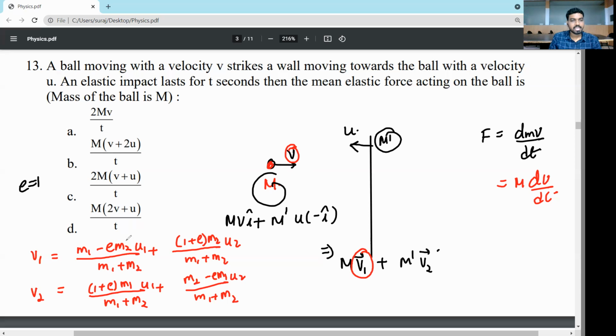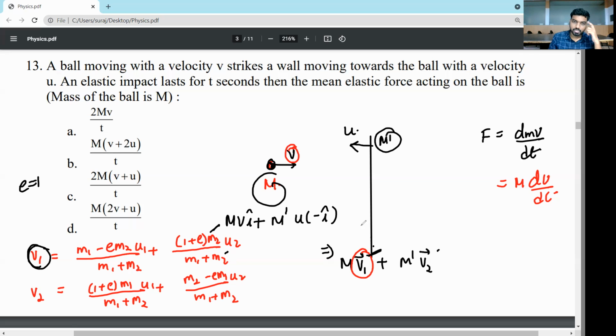Now M2 will be very high. So M1 is M, this becomes M1 minus M2, and M2 is very high. And here, this is M2. So in addition and subtraction, we can neglect M2. With this we can find V1. What is V1? V1 is the velocity of the ball.